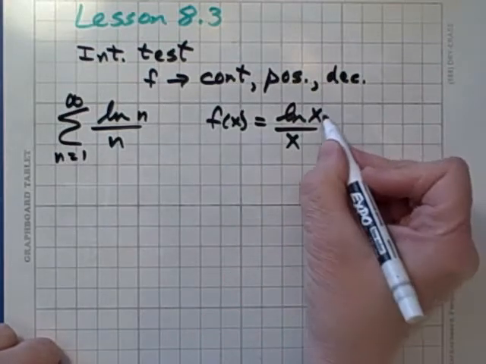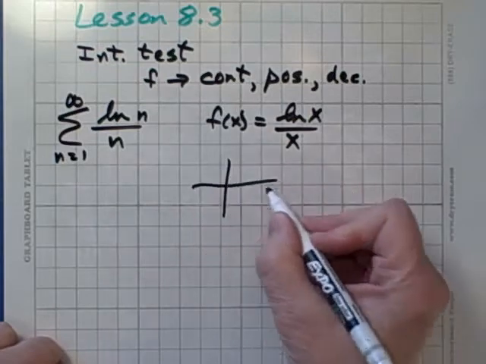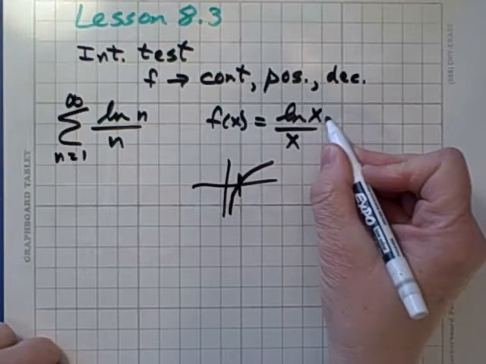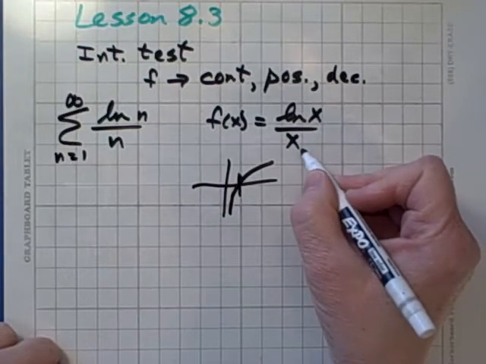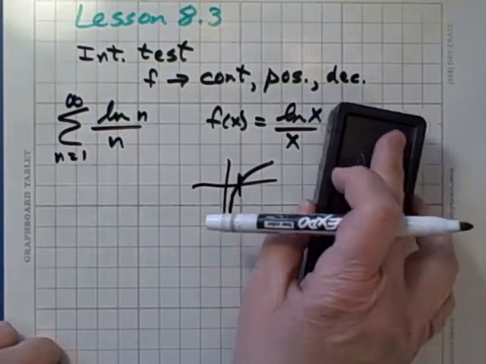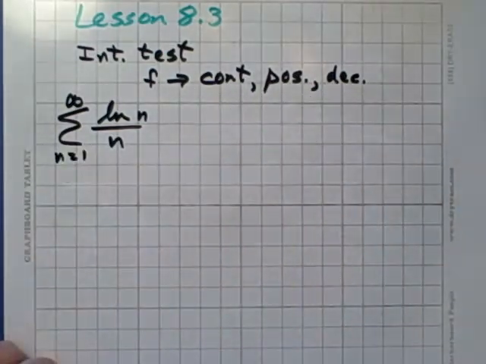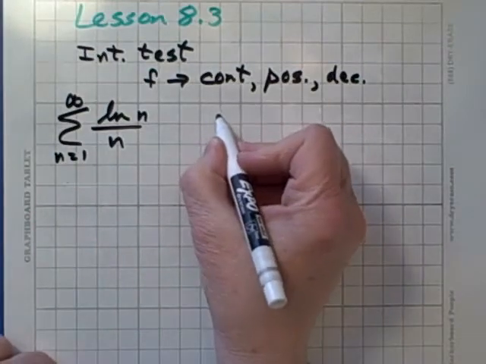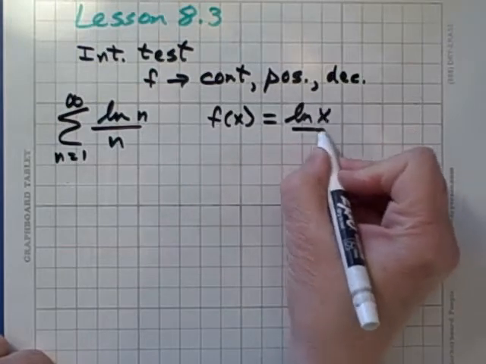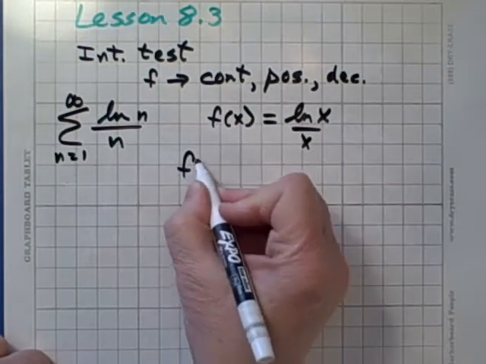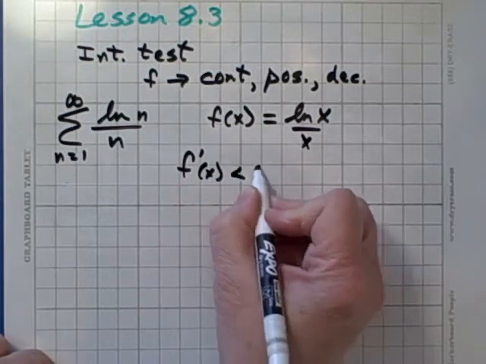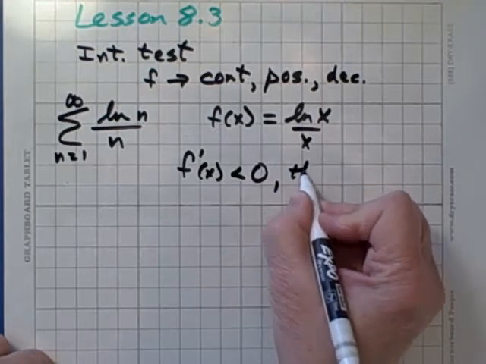Is it positive? Well, past 1, the log graph, if we think about that log graph, past 1, the numerator, of course, the log would be positive, and of course, past 1, x is going to stay positive as well, so it would be continuous, it would be positive. The question is, would it decrease? If we think about f of x as this function, natural log of x over x, we could examine its derivative and see if it's negative. So if the derivative would be negative, then it's decreasing.